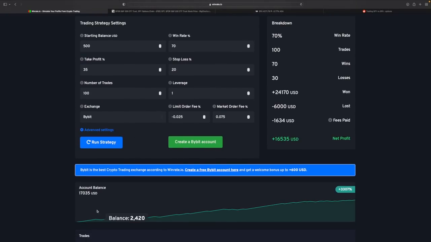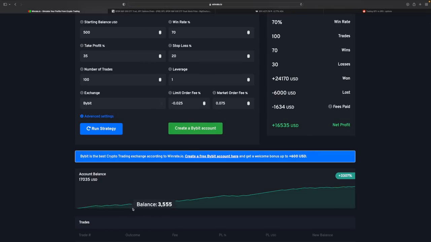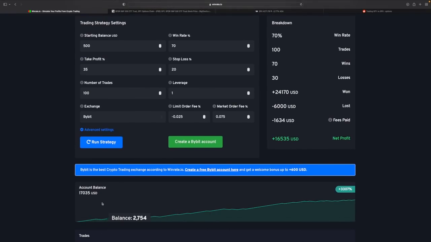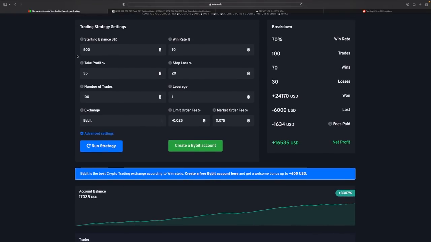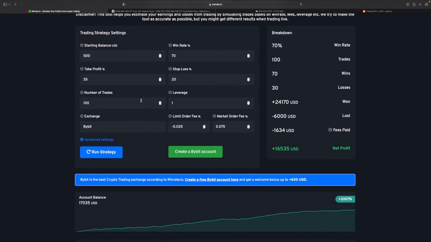And look, this is how your equity curve should look. It shouldn't be wonky, up one day and then down the next day and then up, down. This is a growth, and this is what we want to see on your equity curve. And going from $500 to $17,000 in 100 trades is amazing. Not a lot of people can do that.